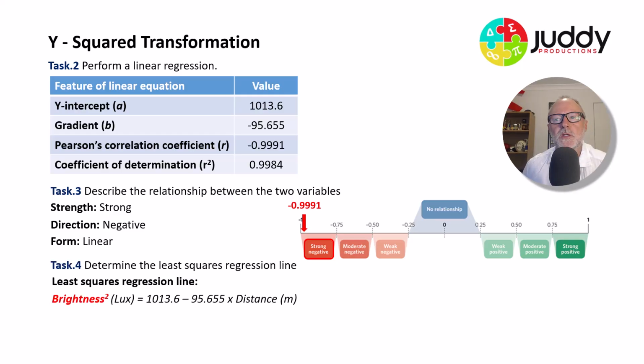Task number 4, we wish to determine the least squares regression line for the transform data. And it is as follows. The brightness squared in lux is equal to 1013.6, take away 95.655 times the distance in meters.